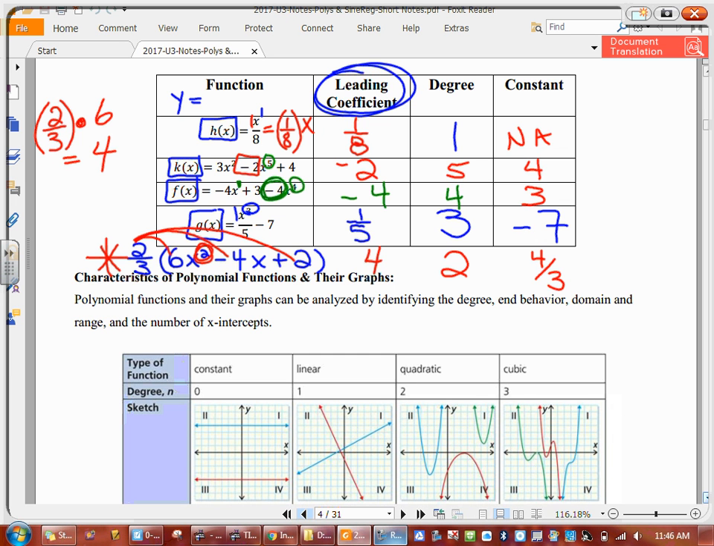Okay? All right. These are the basic characteristics on the chart below that you see. I want you to read that over real quick for a few minutes, and we're just going to pause here for a moment. Push play when you're ready.